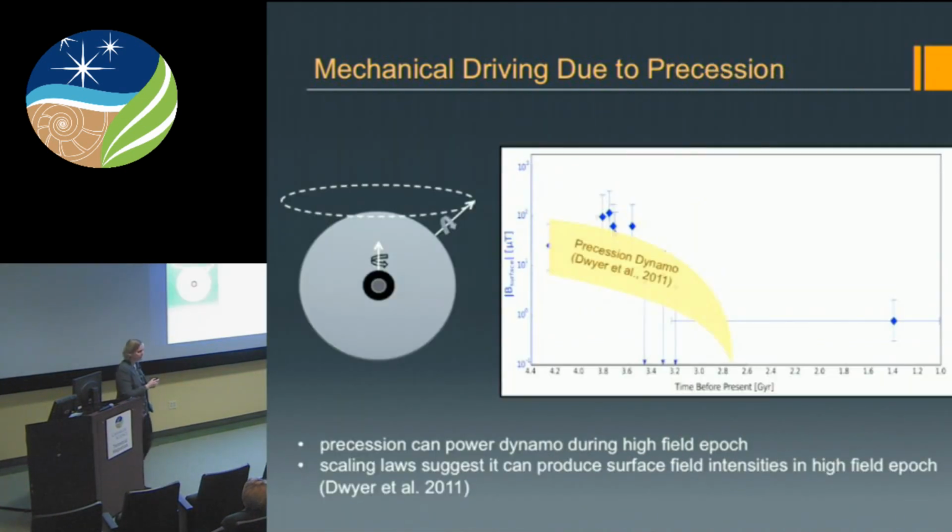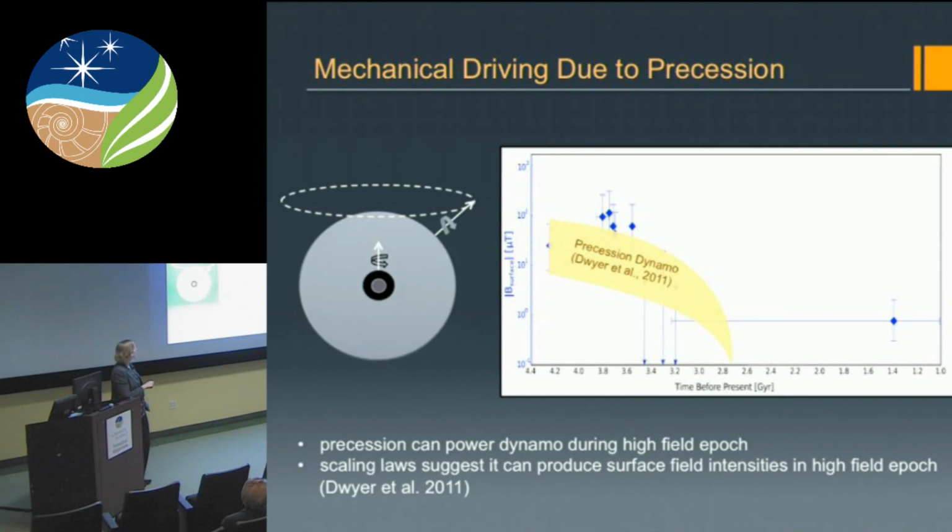The mechanism I'm going to focus on, which we looked at, is driving the dynamo mechanically through precession. The basic idea here is that the mantle of the moon, its orbit, is precessing. And there was some work done on this, looking at how much power is available to the dynamo through this precessional mechanism. This is a study by Dwyer and colleagues. And what they found was that as the moon moved away from the Earth, and I'll show you this in more detail in a minute, the power available through precession would have declined over time. There seems to be enough power to explain this high field epoch, and then also the decline to the low field epoch.